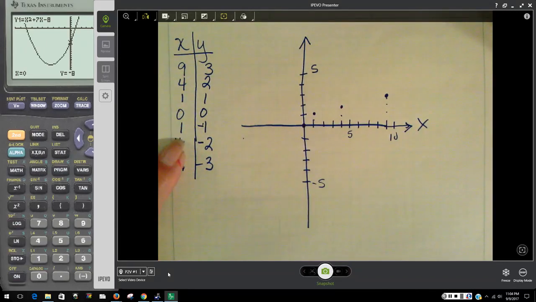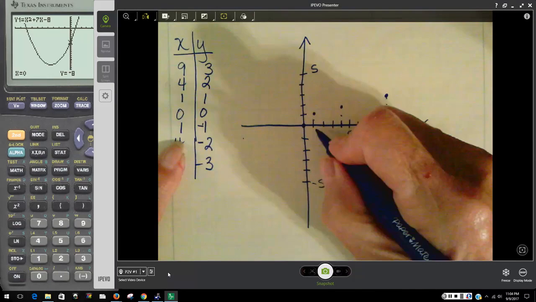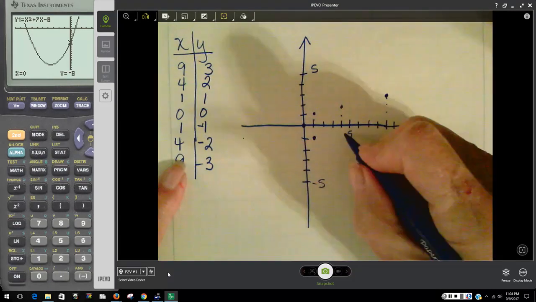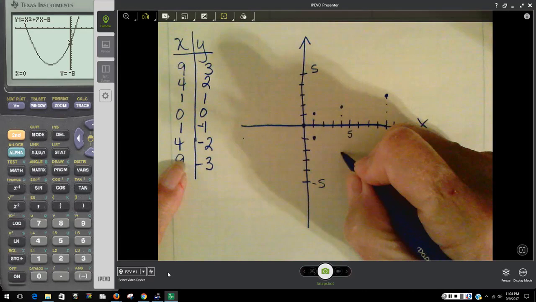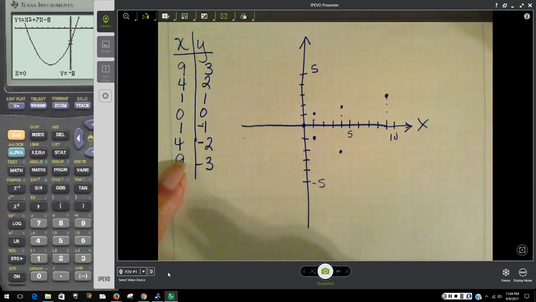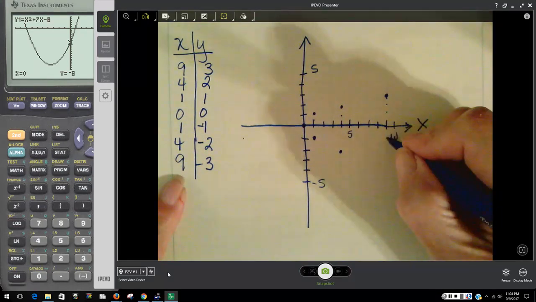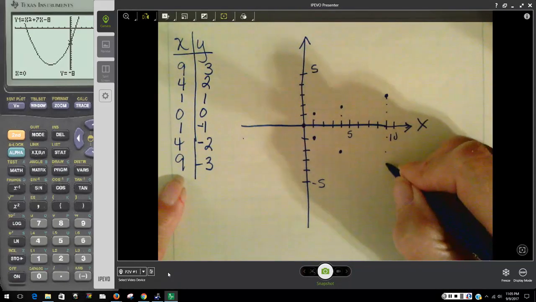When x is 1, I go to negative 1. When x is 4, I go to negative 2. When x is 9, I go to negative 1, 2, 3.